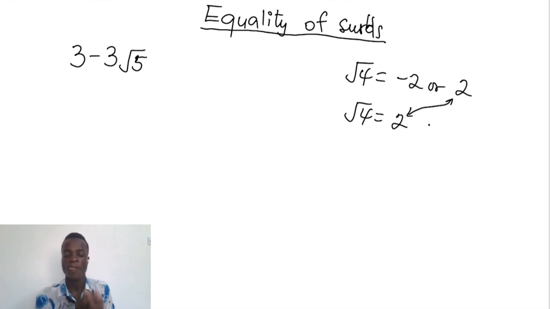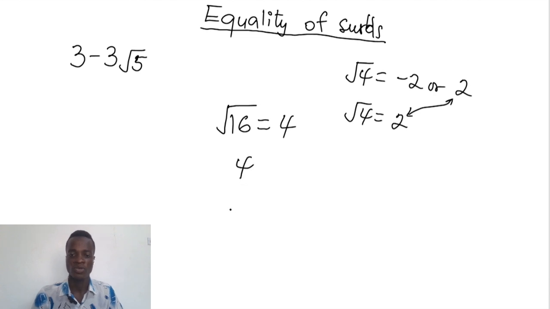That's why with 3 minus 3 root 5, they usually ask you to find the positive square root of that. If I give you a number, let's say 16, find the positive square root of 16. What will you do first? You put the root symbol here, and then say it is equal to 4. Find the positive square root of 4. You put the root sign here and say it's equal to 2. You are looking at only the positive answers.